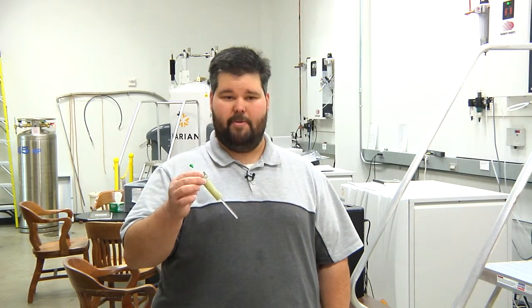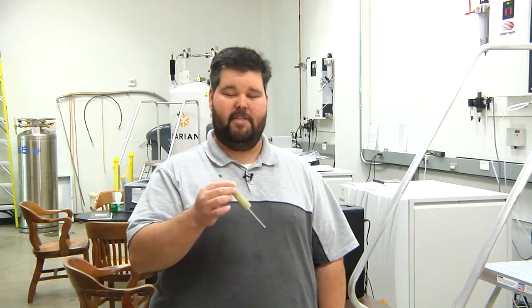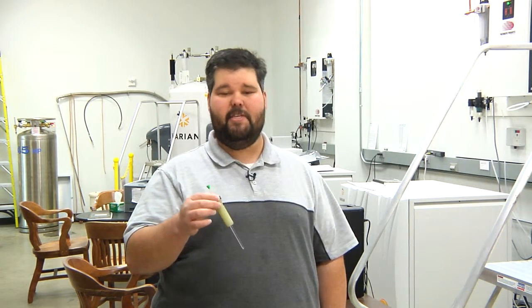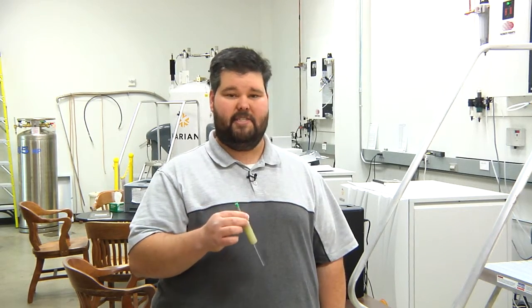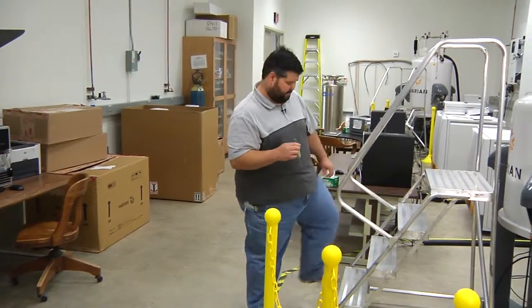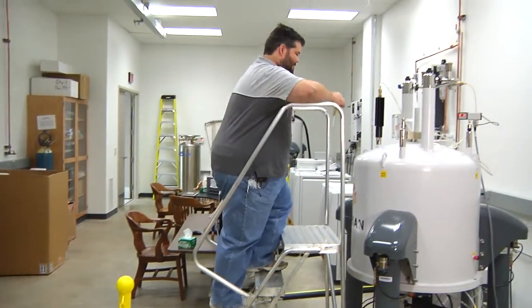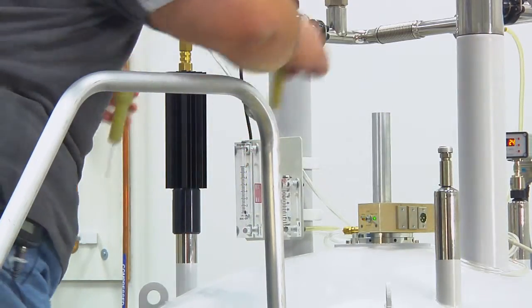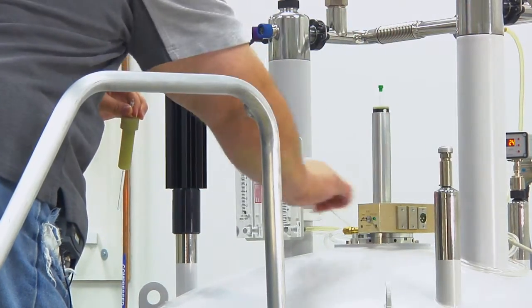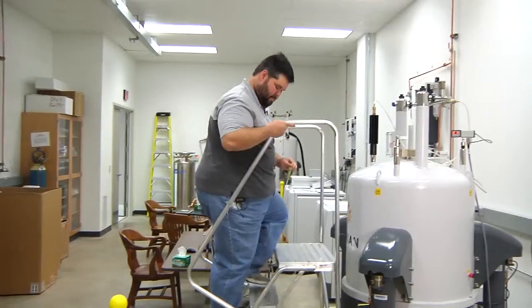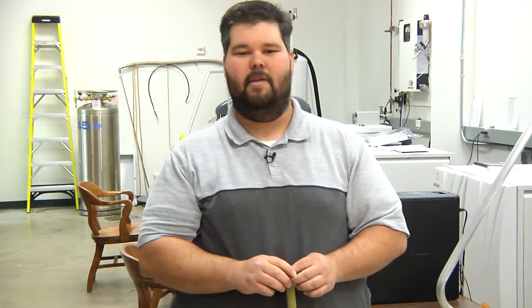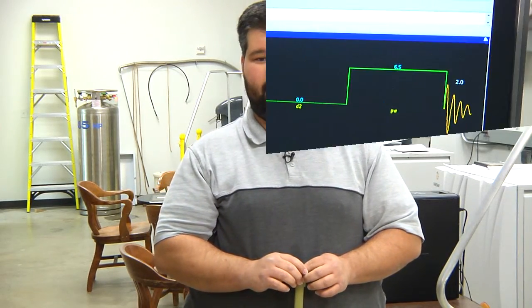So now we have our sample. It's in the spinner. Let's put it in the spectrometer so it can collect some data. Now remember I said that the sample floats in and floats out on a cushion of air, so you'll get to see that here. Now let's start our experiment.